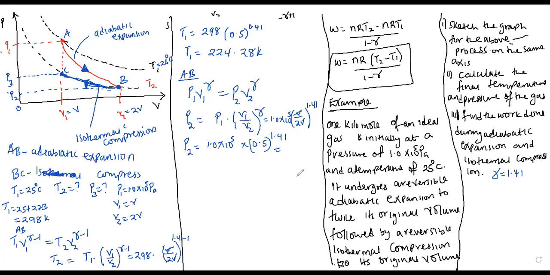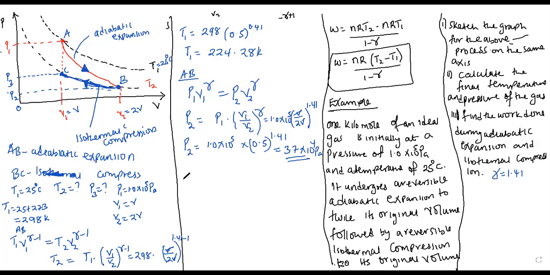37,000 pascals, right? At 3.76 times 10 to the power 4, yes. Now, they're asking us for the final pressure. The final pressure is attained between B and C. So the final pressure is at C.